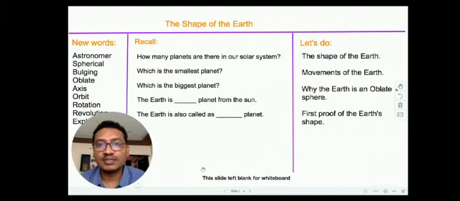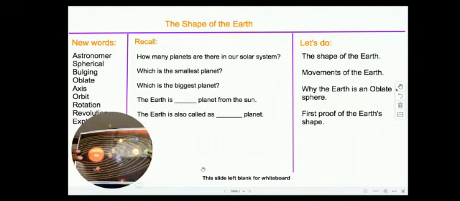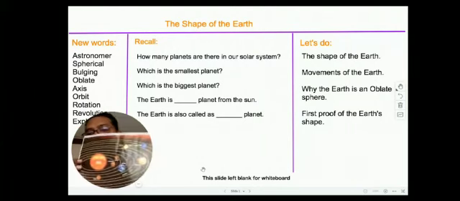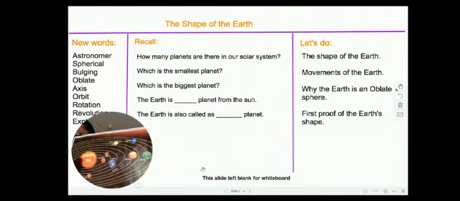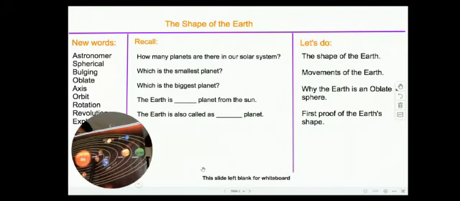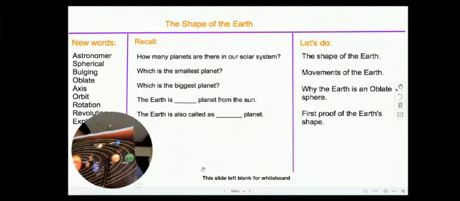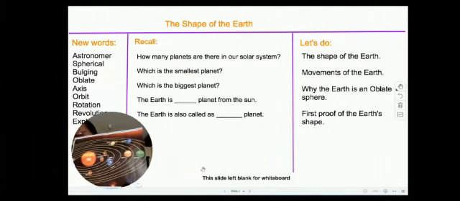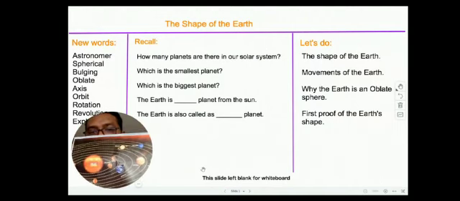Before starting the lesson, let's have a quick recall. Children, how many planets are there in our solar system? Let's consider this as our solar system, and this is the sun. Let's count together. 1, 2, 3, 4, 5, 6, 7, 8. Total 8 planets are there in our solar system.